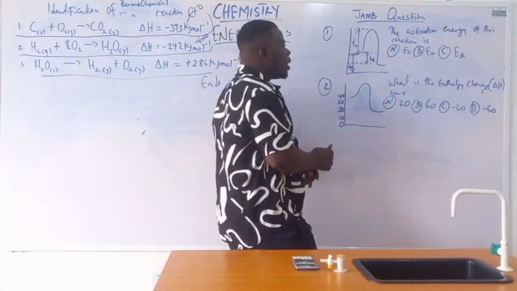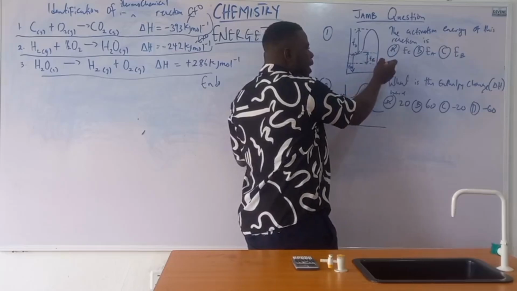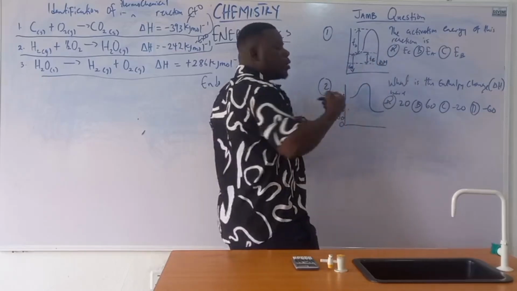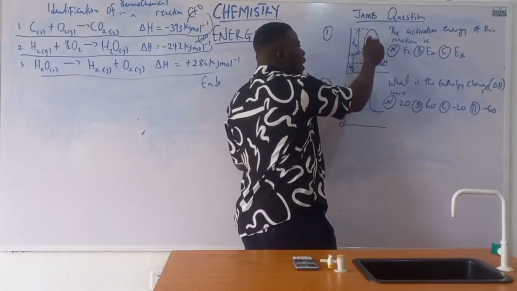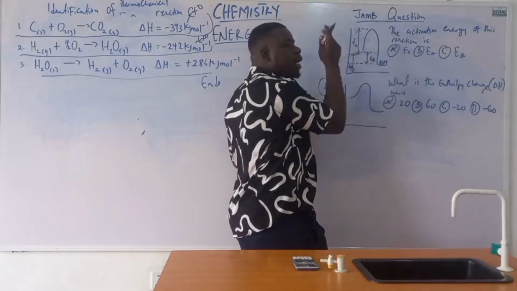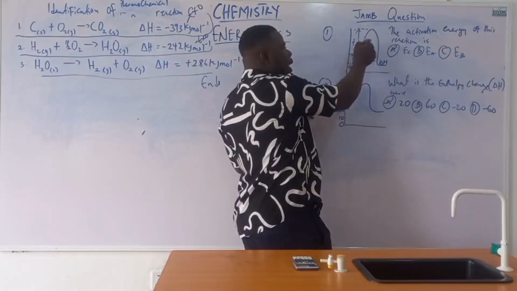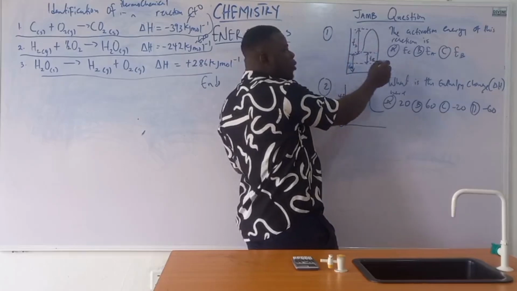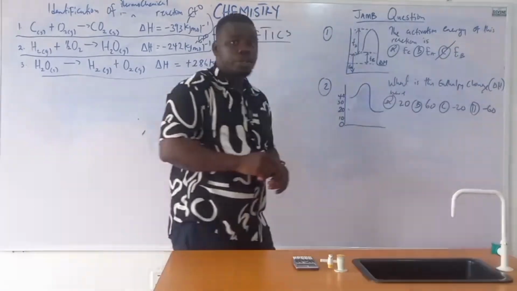Of course, remember, the difference between here and here is change in enthalpy, or delta H. The difference between here and here, or here and here, is the activation energy. So therefore, C is the correct option.